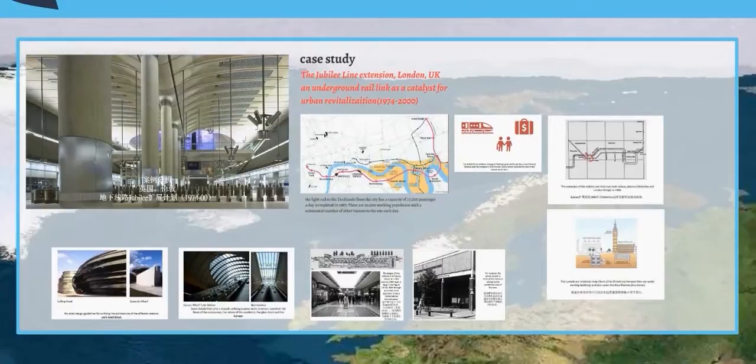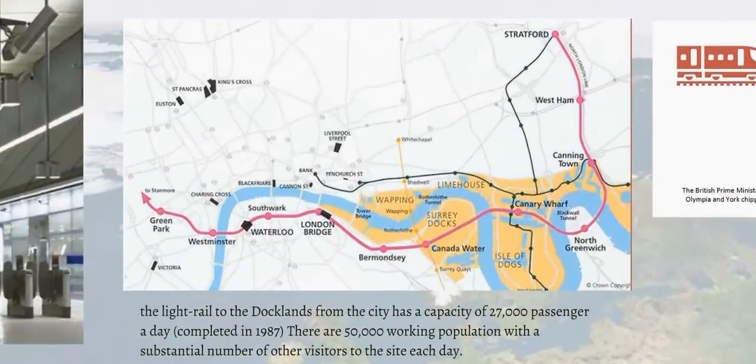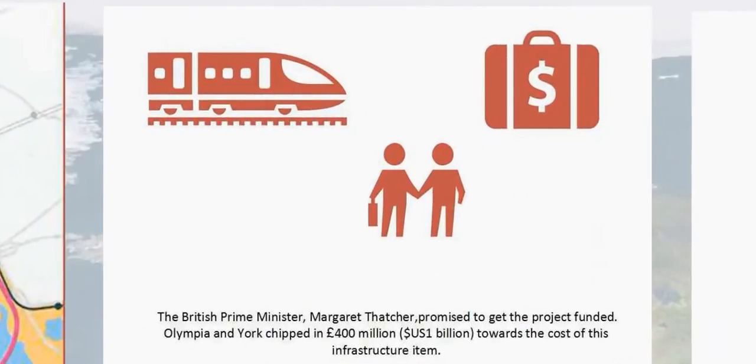The Jubilee Line expansion in London, UK, an underground rail link as a catalyst for urban revitalization. The light rail to the Docklands from the city has a capacity of 27,000 passengers a day. There are 50,000 working population with a substantial number of other visitors to the site each day. The British Prime Minister Margaret Thatcher promised to get the project funded. Olympia and York chipped in 400 million euros towards the cost of this infrastructure item.